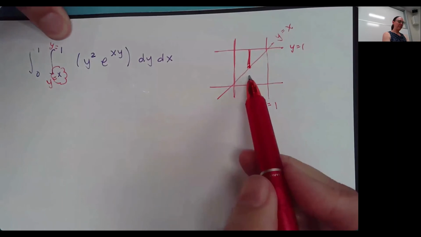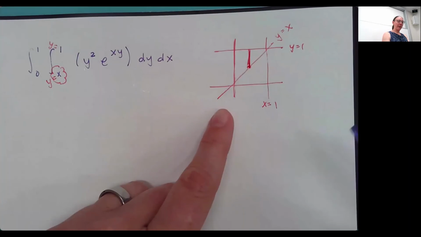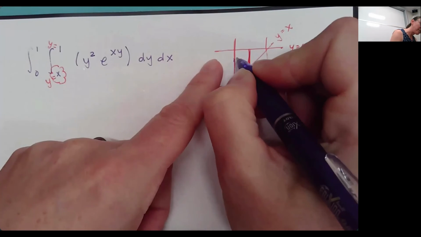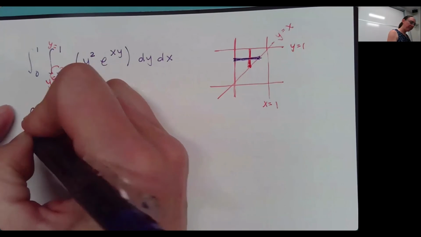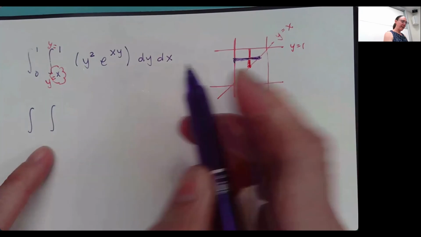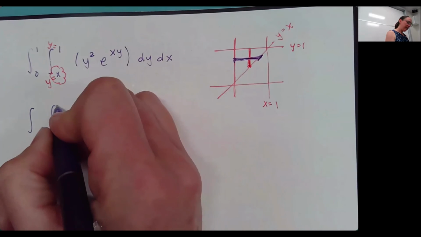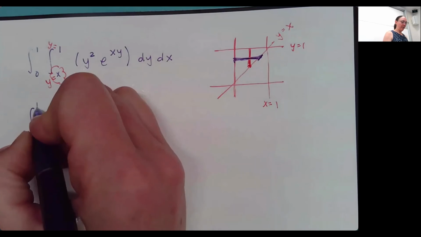So currently, this is a vertical cross section. And the area we're looking at is this upper triangle. So if I need to switch that to be horizontal cross sections, then when I switch it, my inside limits, my left-hand side is x equals 0. My right-hand side is x equals y. And this is going from 0 to 1 in the y direction.